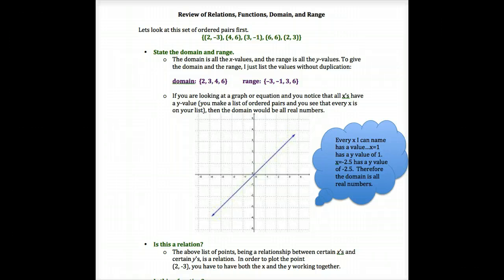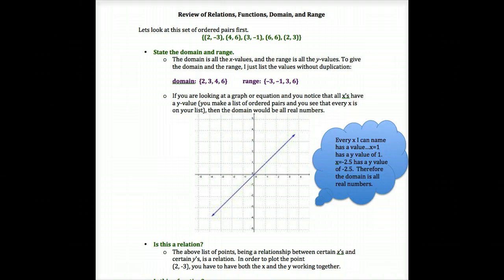I just wanted to do a quick review of relations, functions, domain, and range. I know some of you feel a little more comfortable than others, but we are having a quiz this week, so I just wanted to give you a quick review of those four things.